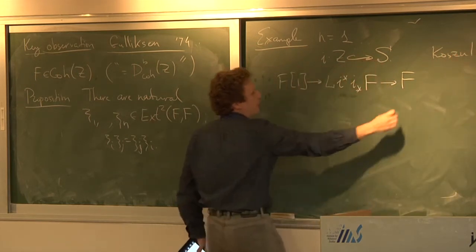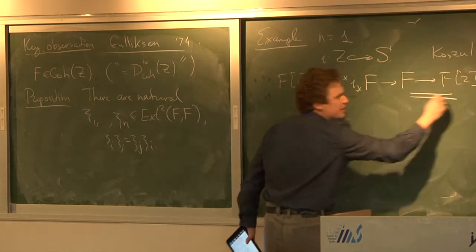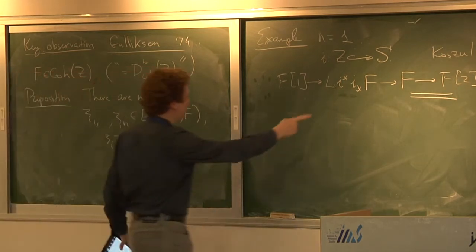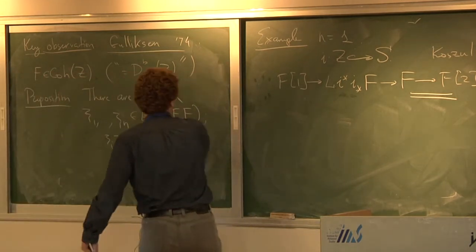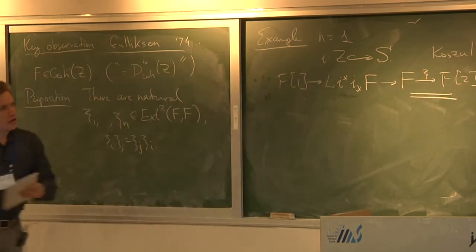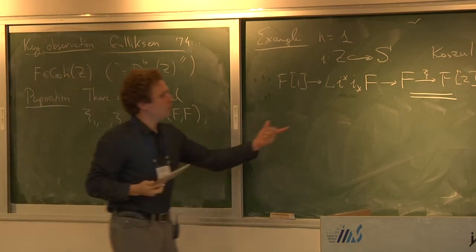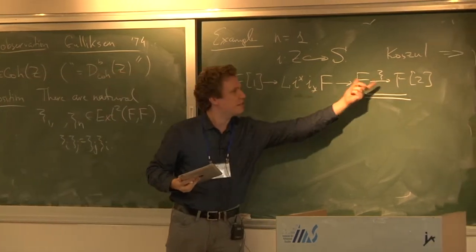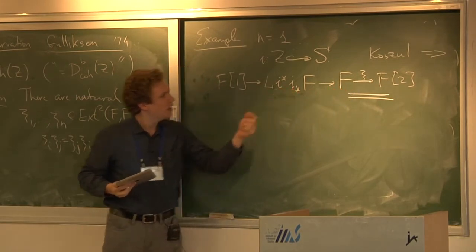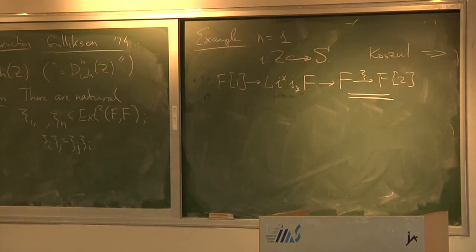And now, if you continue this exact triangle, there's a map between F and its shift. In other words, an Ext^2 from F to itself, and this is the Xi. So one thing that this Xi does is that its cone is this push-pull object.